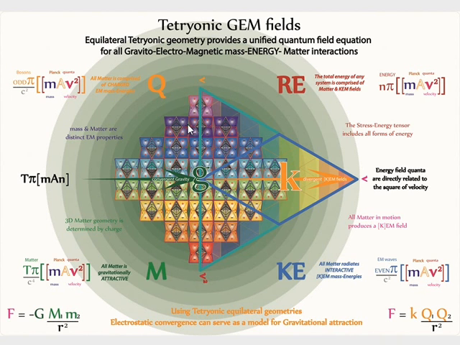So we have Tetryonic mass energy matter creating Tetryonic chem fields of motion in electrodynamics, all together creating Tetryonic gem fields, which gives us the geometry and the physics of quantum gravitation.